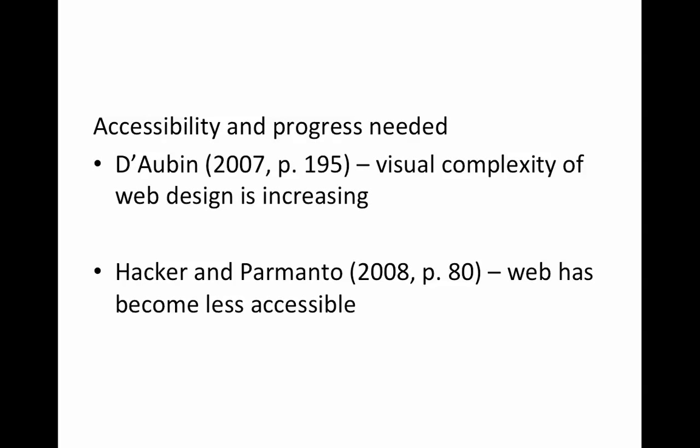The pace of change across the online landscape is one challenge. As Daubin observes, the growing visual complexity of web design has become an issue for computer users who are visually impaired. Similarly, Hacker and Parmento argue that the web has become less accessible with evolution of web page design. Accessibility is also an issue for users with low-end technology and lower modem speeds, persons utilising wireless internet connections, and the ageing.